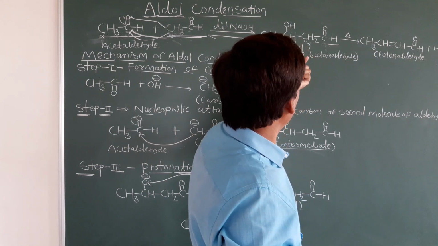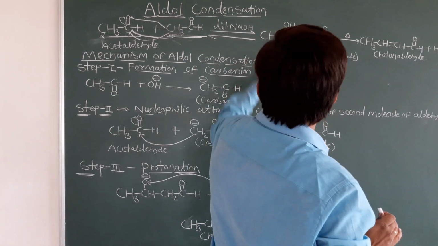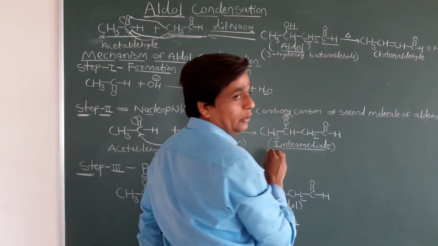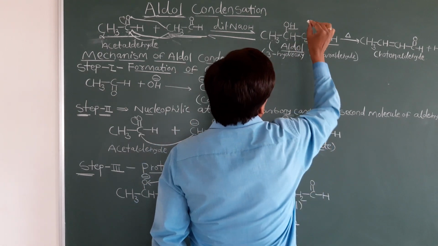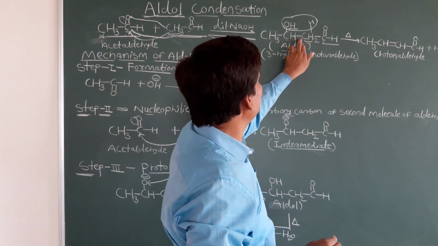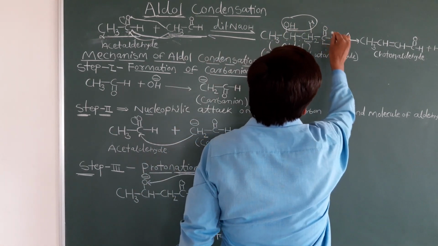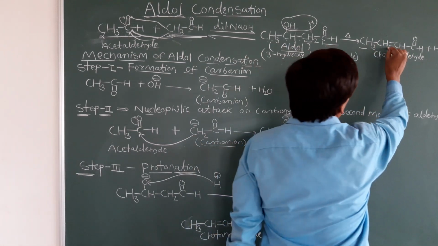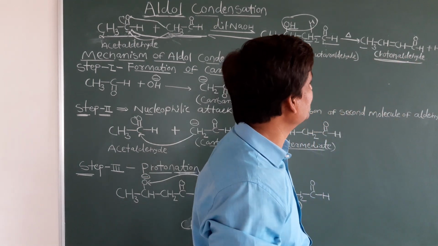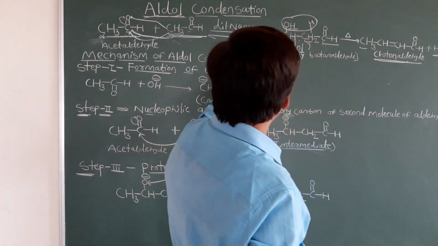Next, when this aldol is heated further, a water molecule is removed. This is the condensation, the removal of the water molecule. The OH and one hydrogen from the CH2 are removed, only a CH group remains, and a double bond forms. The H2O molecule is removed and we get CH3CH=CHCHO. This is nothing but crotonaldehyde, formed by removing the water molecule. So this is the general reaction.